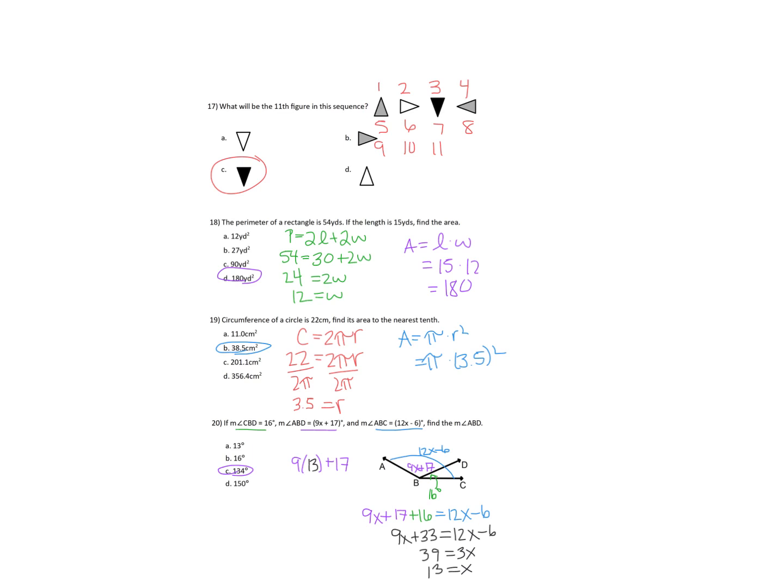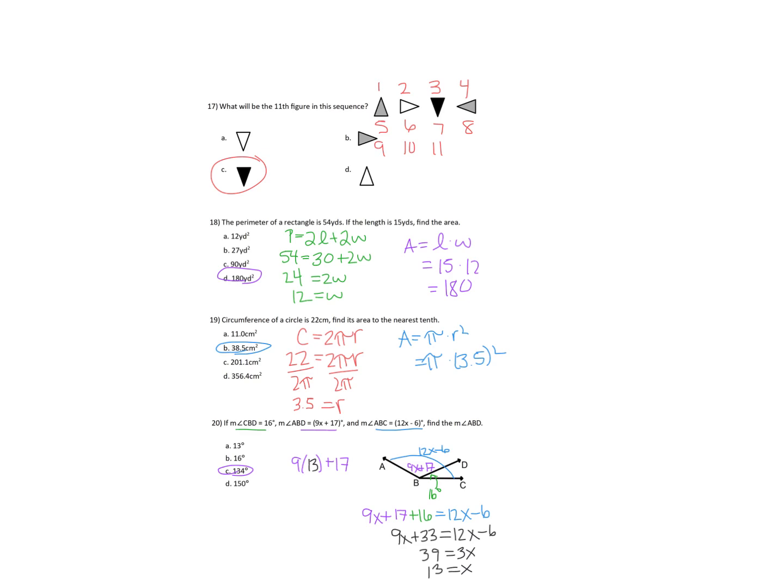All right, I'm just going to keep this one zoomed out. The extending the pattern to the 11th sequence, you can see here, I just counted until I got to 11 and realized that it was going to be that image. Number 18 and 19 are interesting because they're using one formula to find a missing dimension and then asking for another formula. So given the perimeter, find the width, and then use it to find the area. Given the circumference, find the radius, and then use it to find the area. So both of those are multi-step problems.